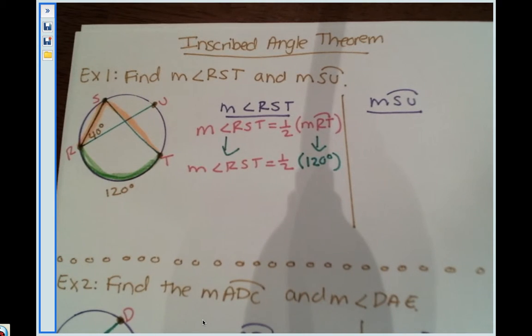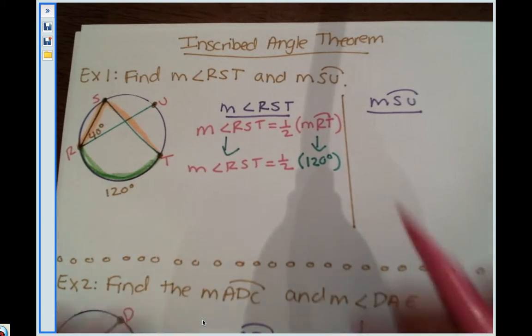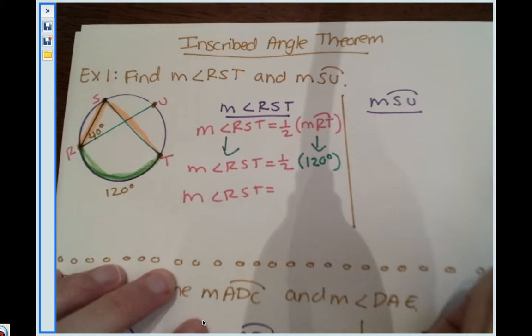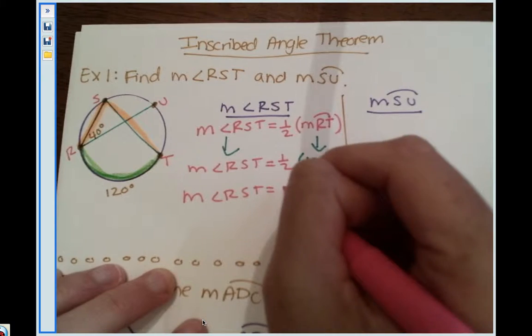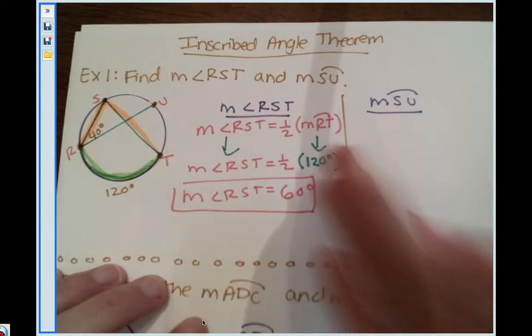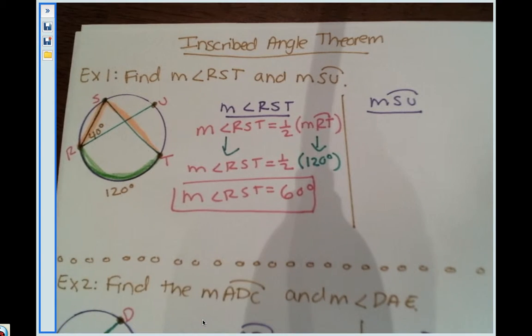What is half of 120? It is 60 degrees. So the measure of angle RST is 60 degrees. The first one is solved for, so we are done with that first half.